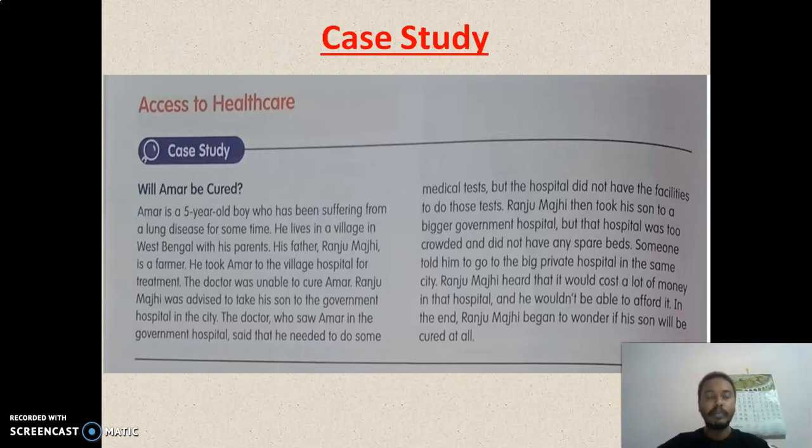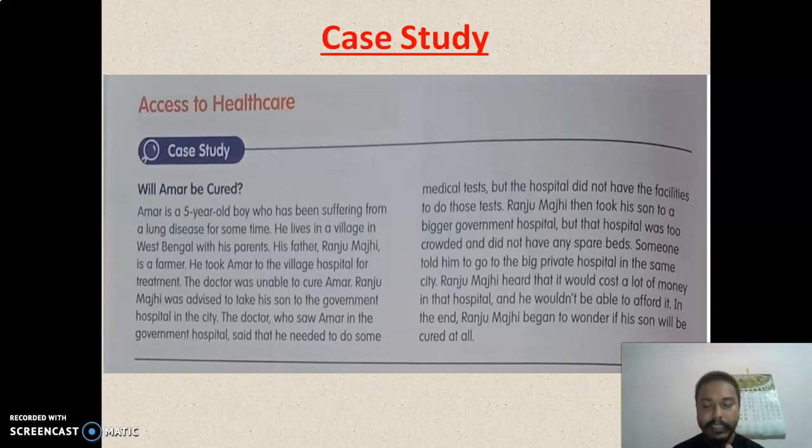But if you know, when you go to town and go to a big hospital, what happens? These hospitals are overcrowded, many patients, beds are full. There are facilities, but people sometimes don't get them because it is full. And it is the same with Amar. He did not get any bed. So somebody told Amar's father, please go to a private hospital and get your medical facilities. But Amar's father realized that he doesn't have that much money to go there. So in the end, Ranju Maji, the father of Amar, started thinking whether his son will be cured or not, because in government he is not getting a bed, and private he cannot go.